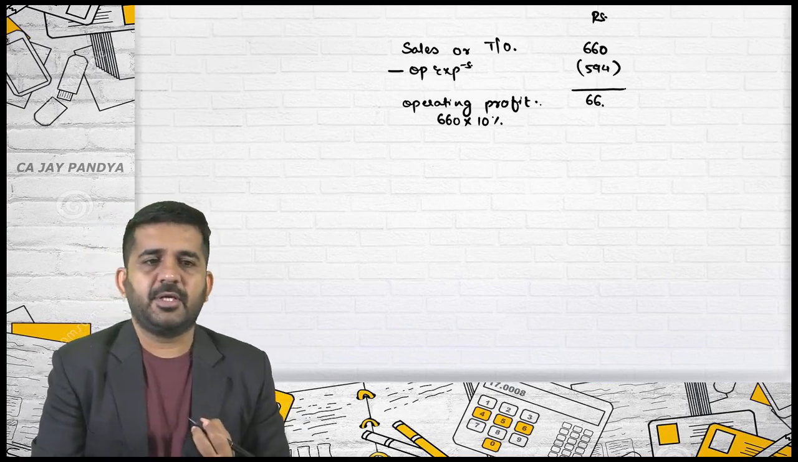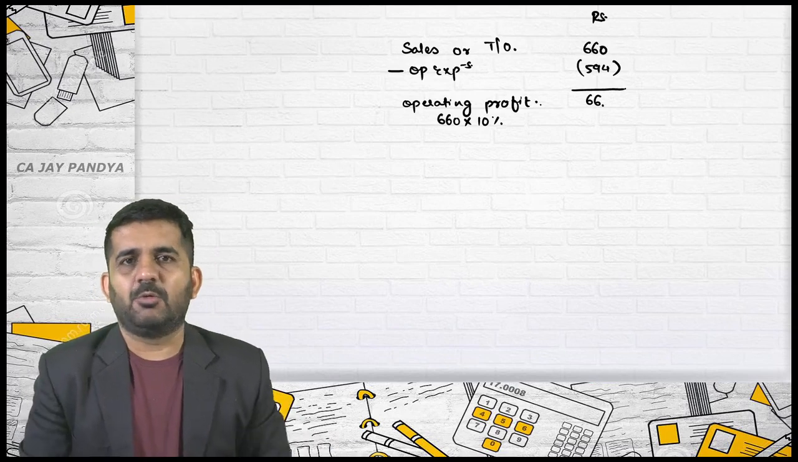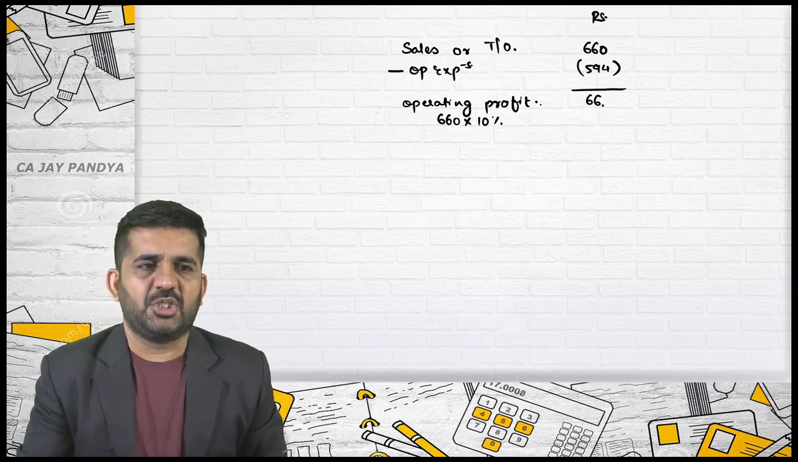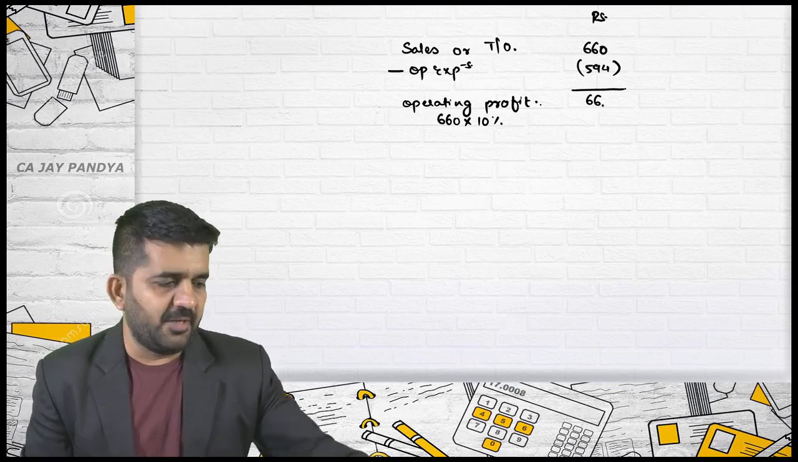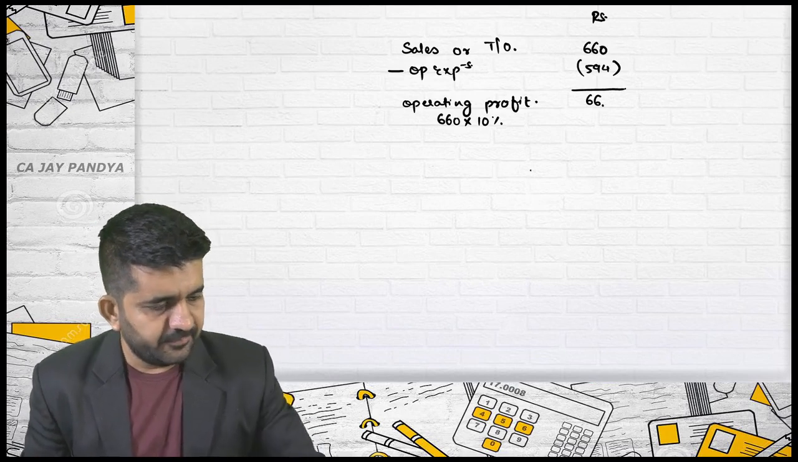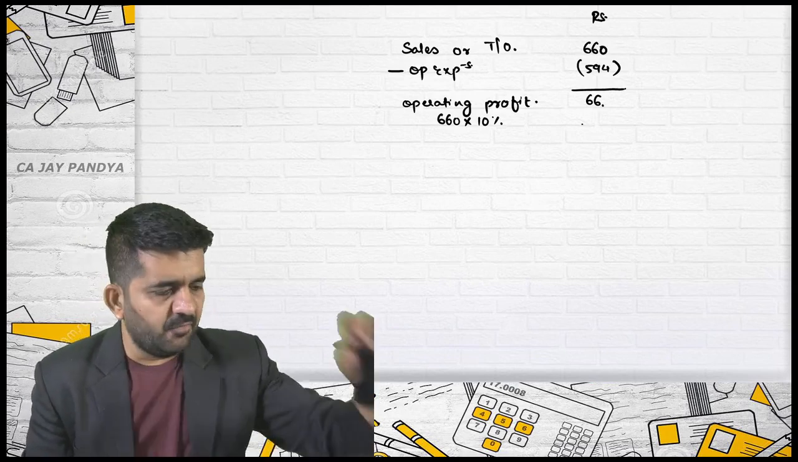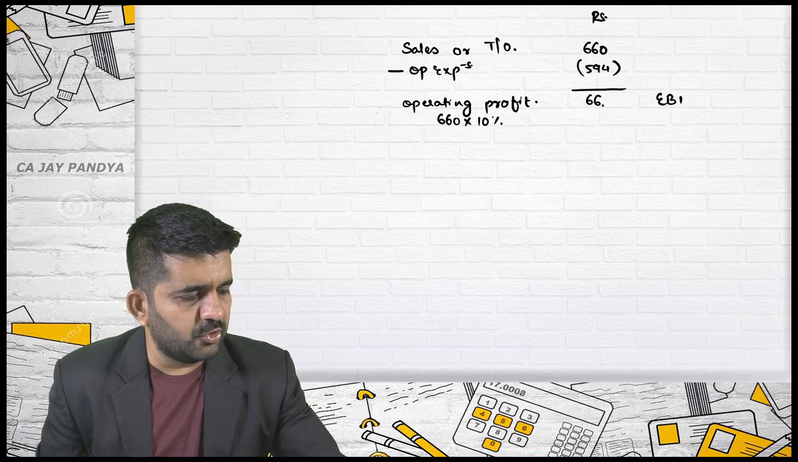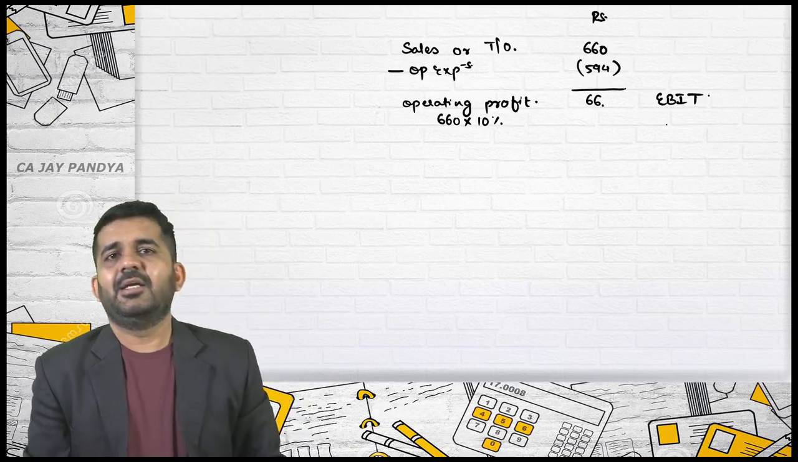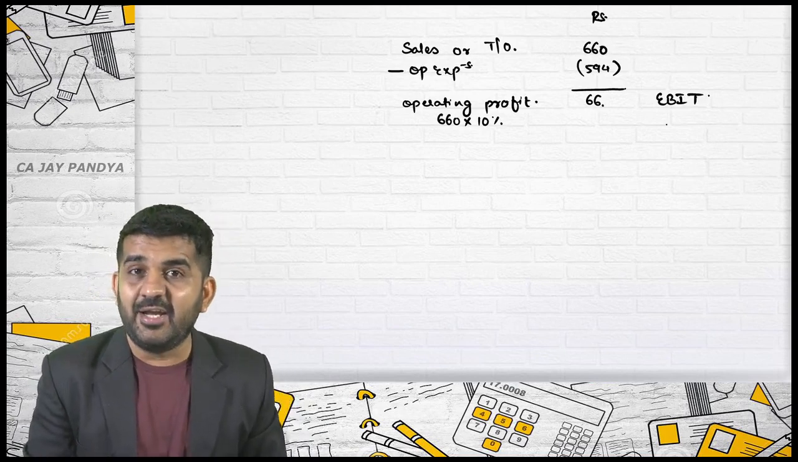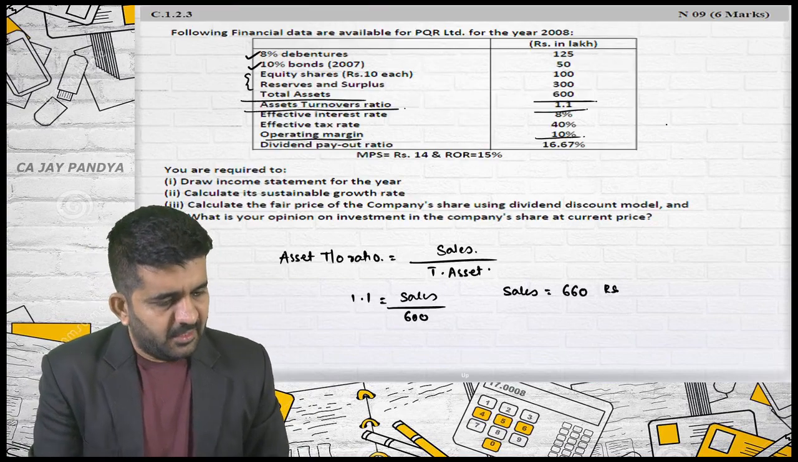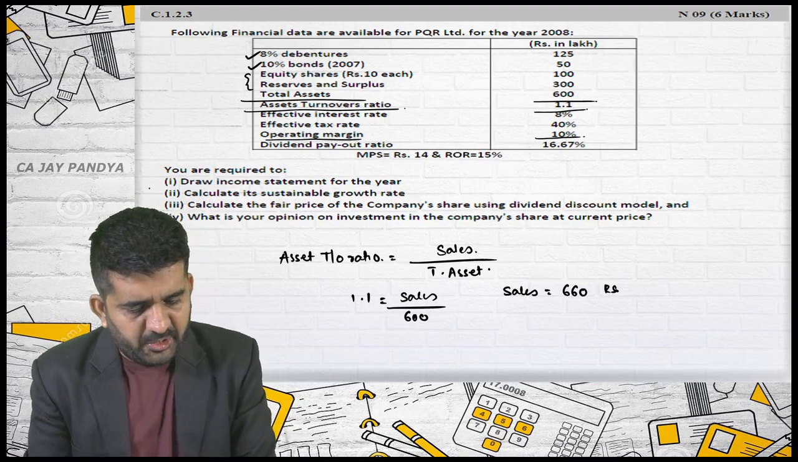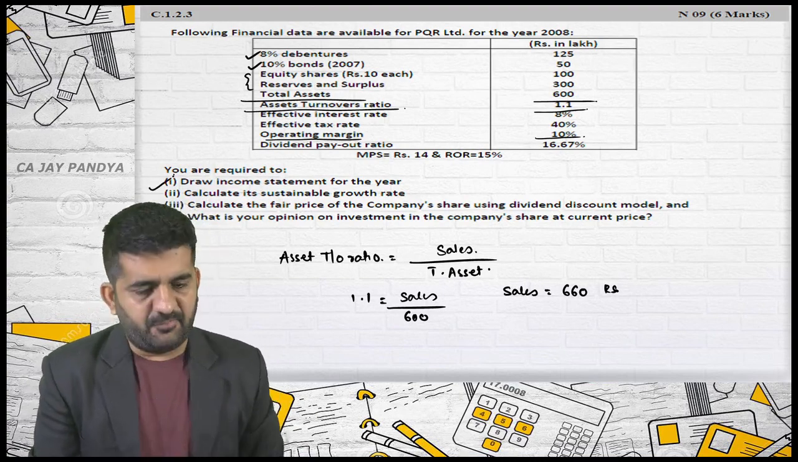594. So if my calculation is somewhat incorrect, any student can just switch on the mic and remind me that I am doing something incorrect. This will be operating profit. Operating profit is also termed as EBIT, earning before interest and tax. Let us go to other information. I need to draw the full income statement for the year.